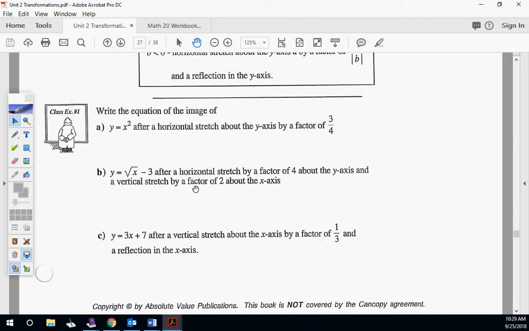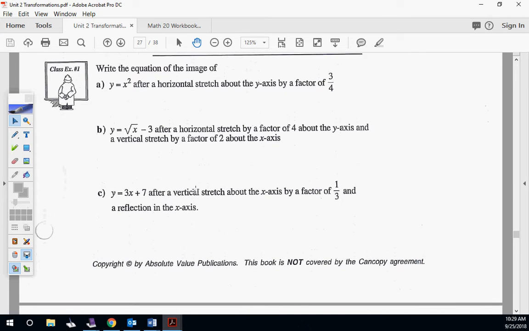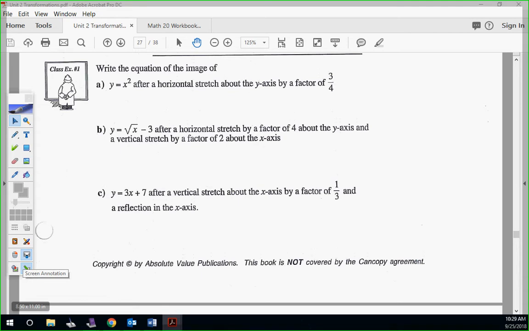All right, so let's go ahead and look at these, guys. We've already kind of got the basis for these. So y equals x squared after horizontal stretch about the y-axis by a factor of 3/4. They want the equation for this. So they give you a standard parabola. They said horizontal stretch about the y-axis by a factor of 3/4. So what would it look like?